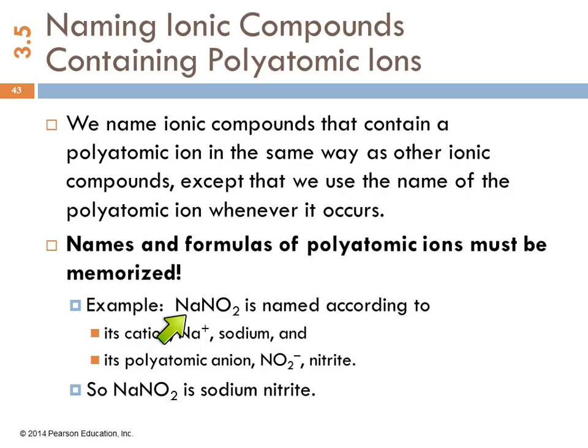First element is sodium. Sodium is a metal. This is an ionic compound. All the ionic compounds we're going to name are going to have 2 ions: 1 cation, 1 anion. So the metal is an ion by itself. Everything else stays together. So the cation is sodium, and the anion is NO2 minus, and its name is nitrite, and so the name of the compound is sodium nitrite.